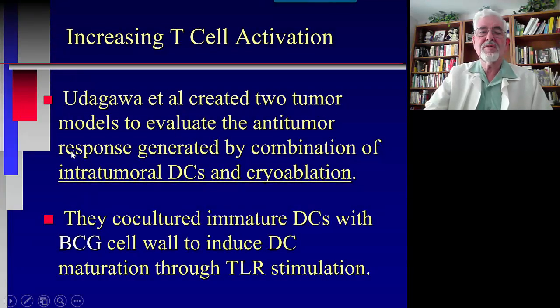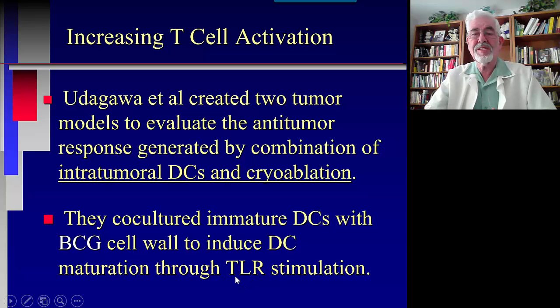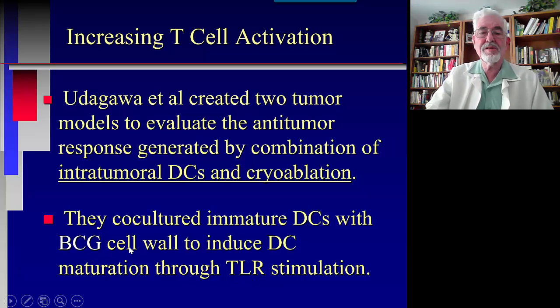Udagawa et al. created 2 tumor models to evaluate the anti-tumor response generated by the combination of intratumoral injection of dendritic cells and cryoablation. They co-cultured immature dendritic cells with BCG cell wall to induce dendritic cell maturation through TLR stimulation. Actually, TLR stimulation is those receptors that get stimulated and increased because of the BCG cell wall.